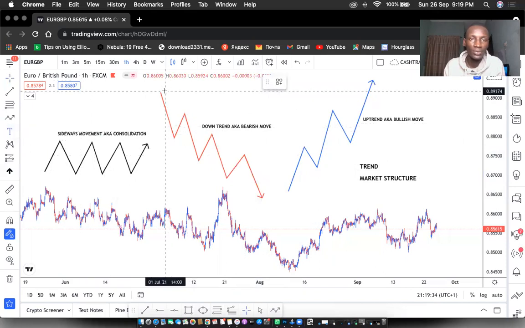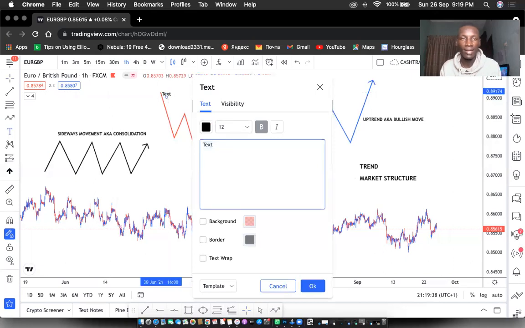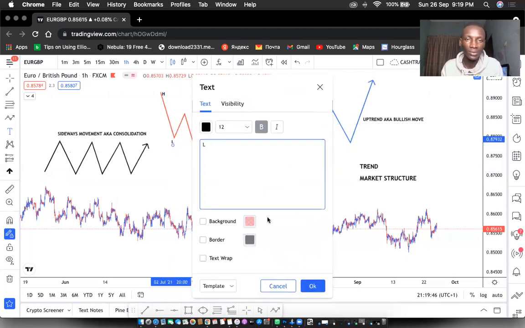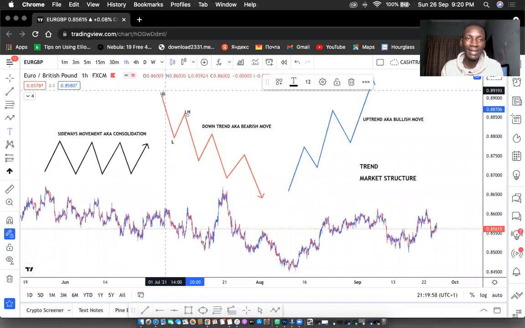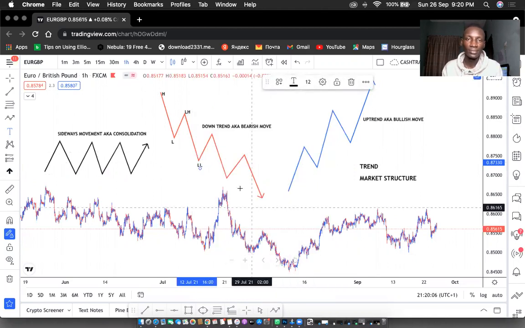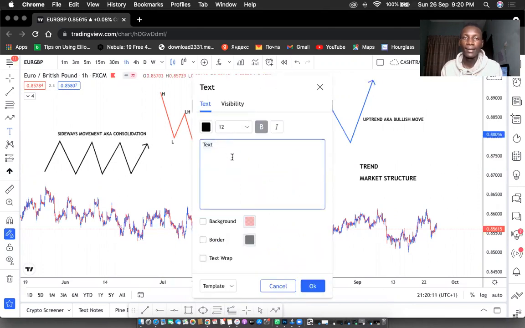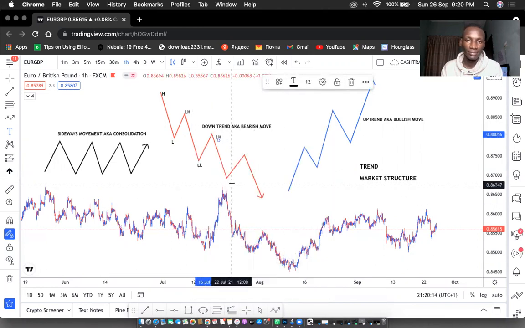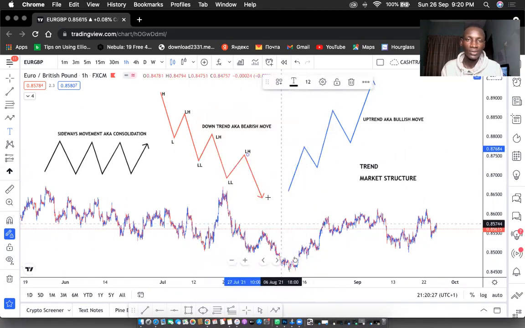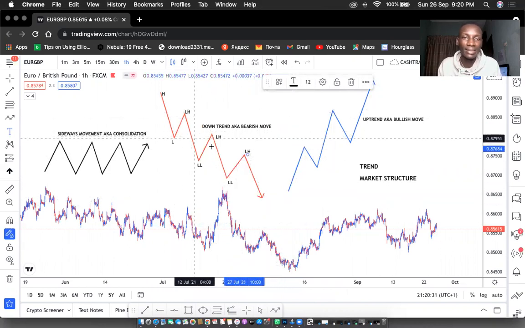Now, what do I mean by lower lows? This right here is a high, and this right here is a low. Okay, this right here is a lower high. Why is that a lower high? Because it is lower than the previous high, right? So this right here is the lower low. Okay, right here we have a lower high, and this right here is a lower low. Okay, this right here is a lower high. So this is how we now identify that this is a downtrend.